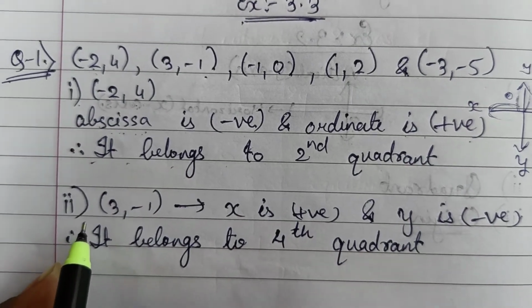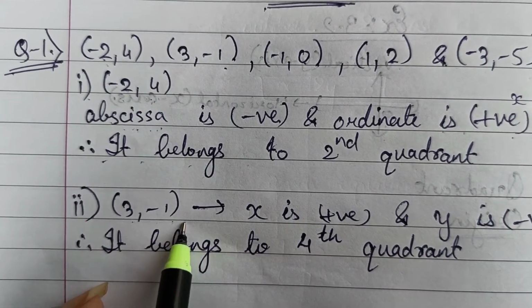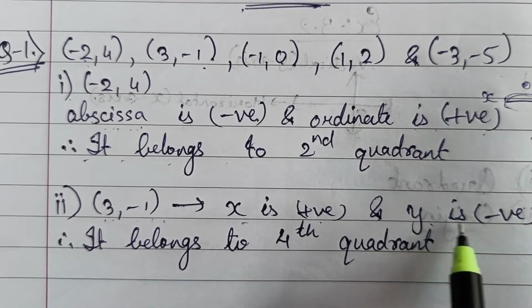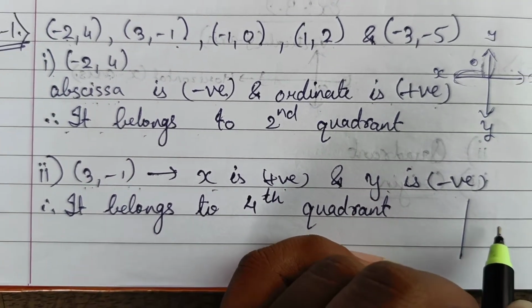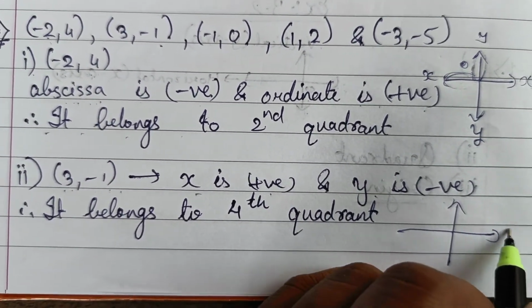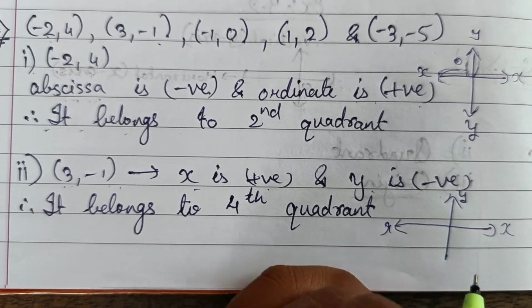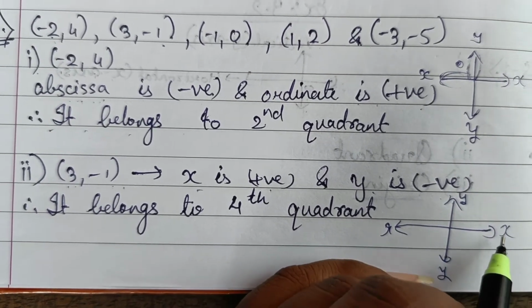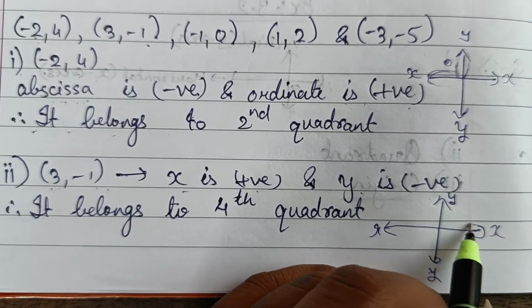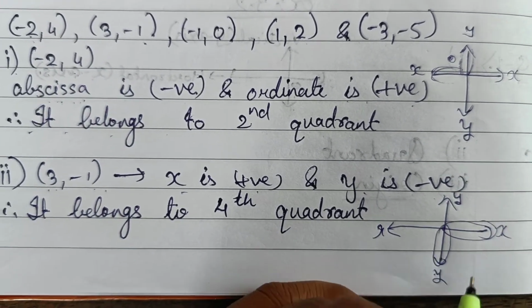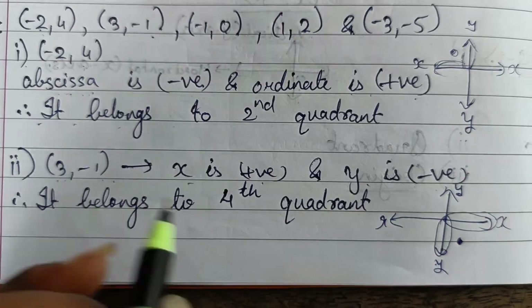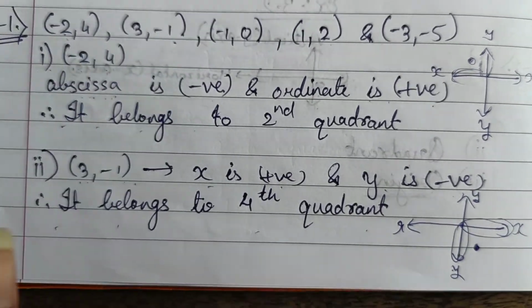Then we are having next point as 3, -1. So here x is positive and y is negative. Now search for x is positive and y is negative. Where x is positive? Here x is positive, here y is also positive. Here x is negative and here y is negative. So x is positive, y is negative. That means this point and this point. So it will lie in this quadrant. That is, it belongs to the fourth quadrant.